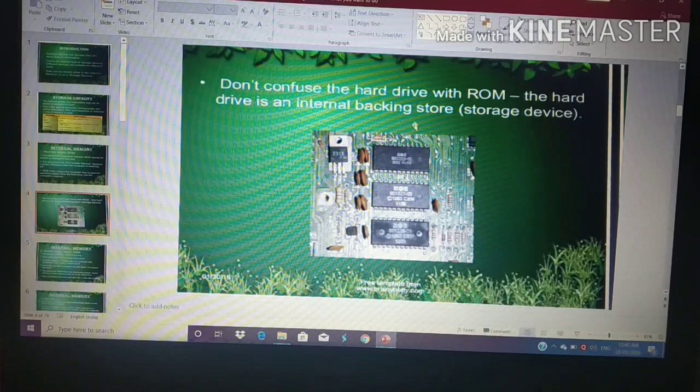So that is the speciality of the hard drive. So don't confuse the ROM with the hard drive. So this is the ROM, okay.